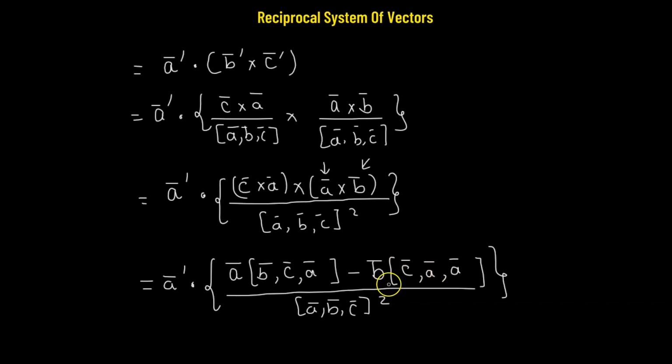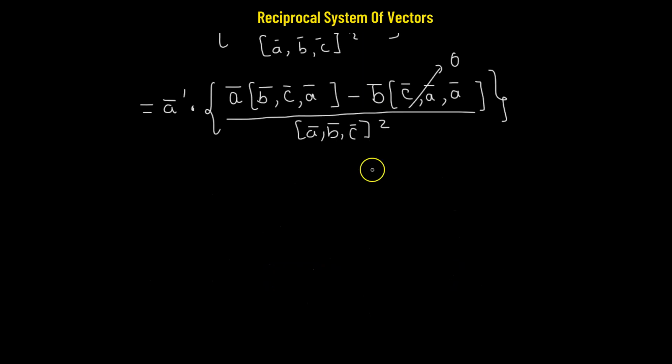By definition, this scalar triple product between the vectors C, A and A will go to 0 because we have 2 vectors that are exactly equal. So we are only left with one term. So that means we have A vector prime dotted to this particular vector. There's a reason for that, because this is just a scalar number. We cannot take the dot product of a scalar number with a vector. So the only way we can do that is to take the dot product of 2 vectors. So here we are taking the dot product between A prime and A.